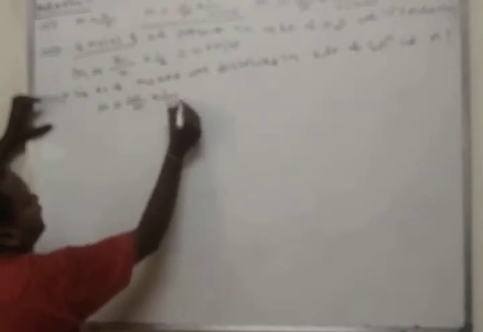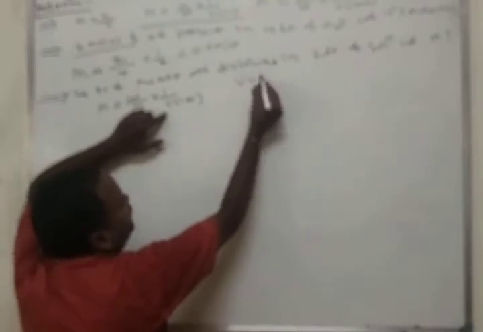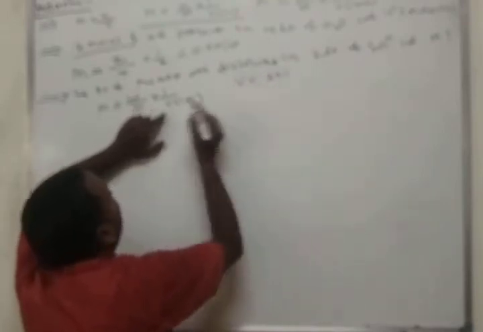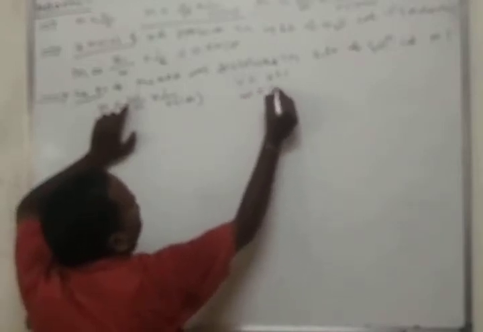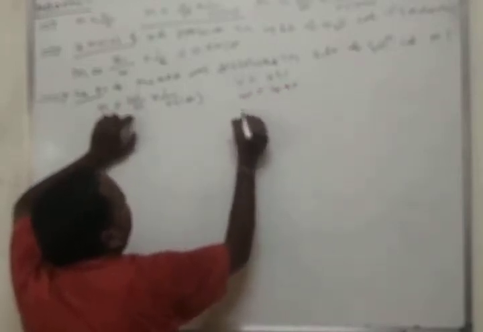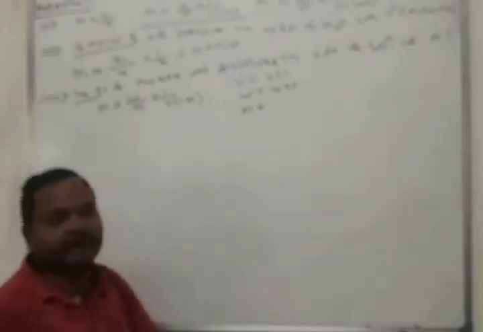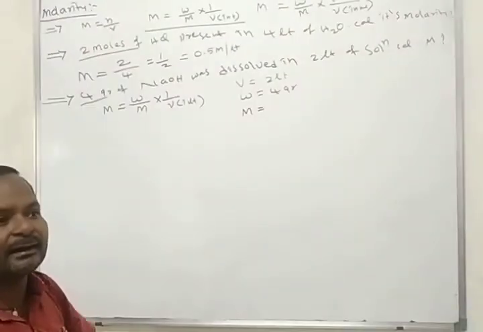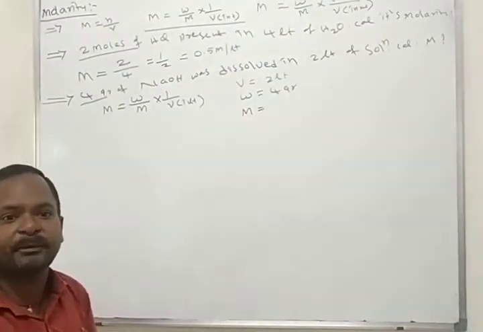Here I am writing the principle: W by M into 1 by V in liters. V is given. What is V? 2 liters. W, the weight, how much? 4 grams. What is M? Molecular weight. How do we calculate the molecular weight? Already we know that principle.